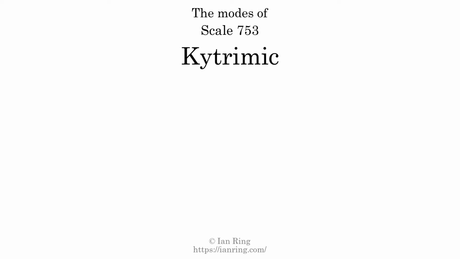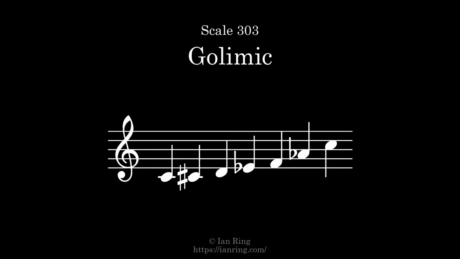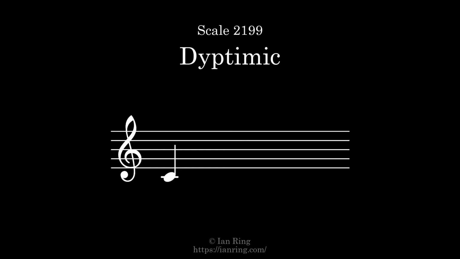This scale has 6 modes. The first mode is itself. The second mode is scale 303, also known as Kytrimic. It sounds like this. The third mode is scale 2199, also known as diptymic. It sounds like this.